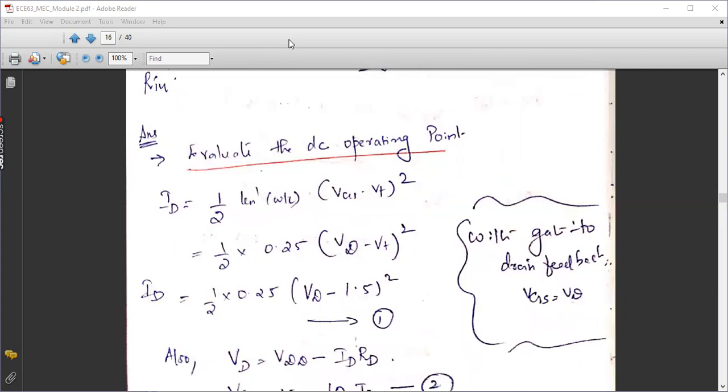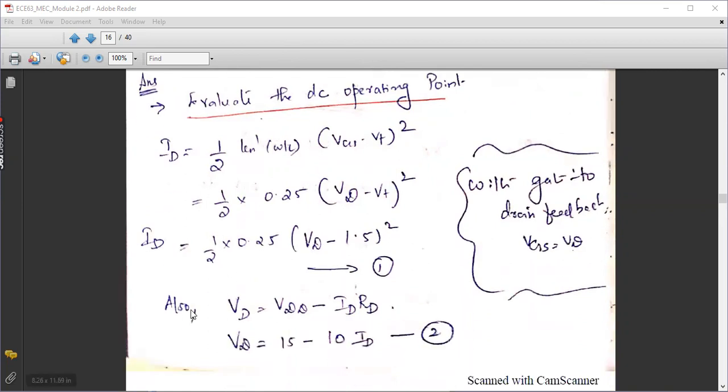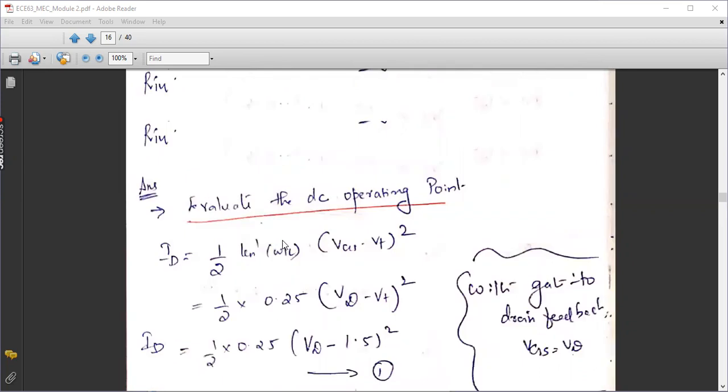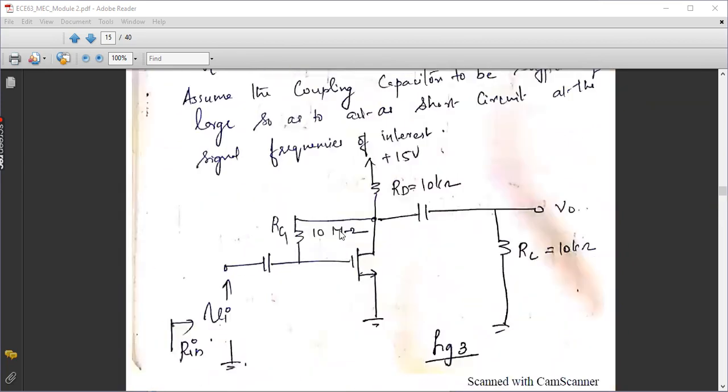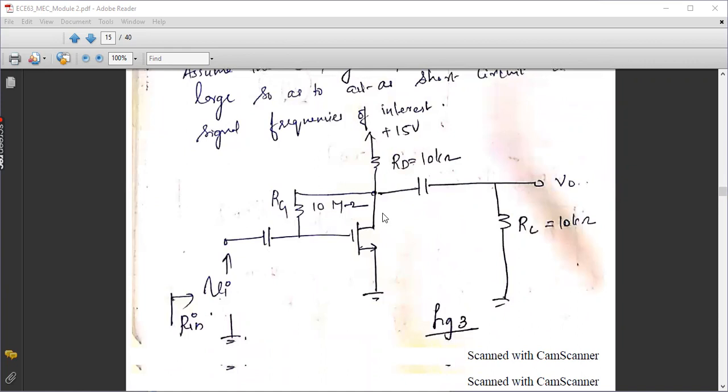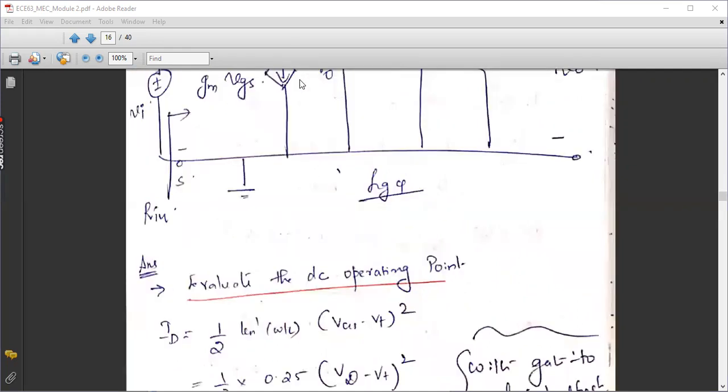If you observe this equation number 1, you have two unknowns. One is VD and the second one is ID. So we can't solve directly. We have to replace this VD in terms of ID. We have the equation for VD by applying KVL to the output circuit: VD is VDD minus ID RD. So tell me why I am not using this circuit to fix your Q point. To find your DC operating point, why am I not using our small signal equivalent model?